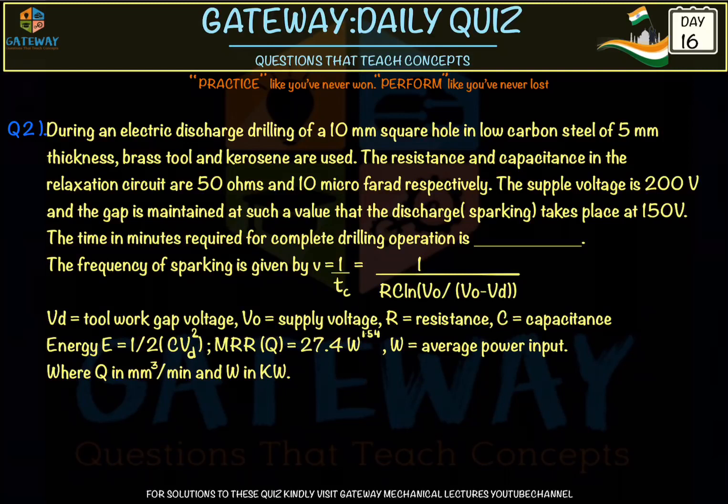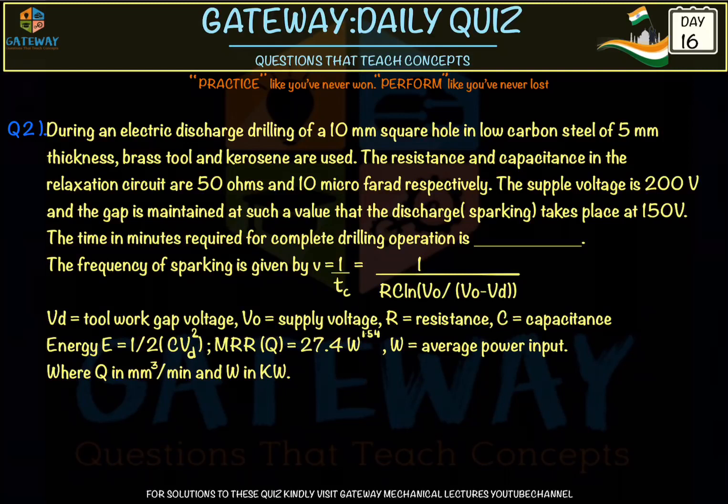The resistance and capacitance in the relaxation circuit are 50 ohms and 10 microfarads respectively. The supply voltage is 200 volts and the gap is maintained at such a value that the discharge sparking takes place at 150 volts. Nothing but the discharge voltage was given 150 volts. The time in minutes required for the complete drilling operation. So what will be the time required in the complete drilling operation? So the time it will include both charging and discharging time, right?